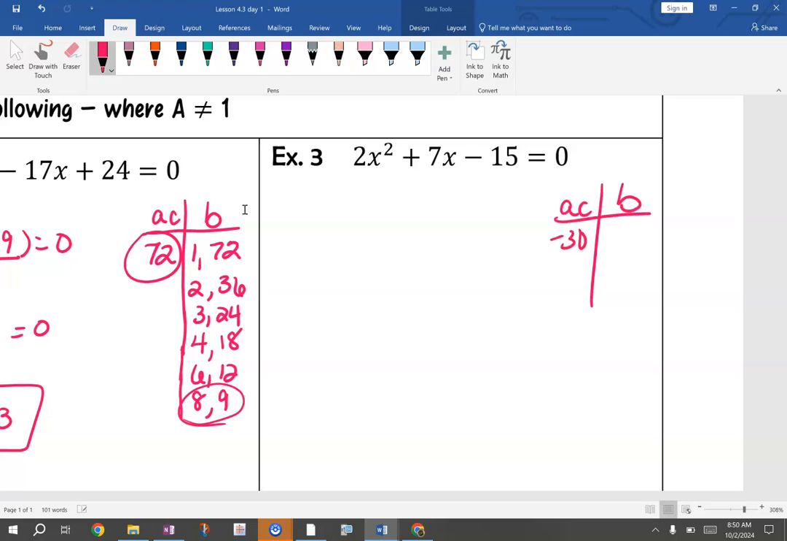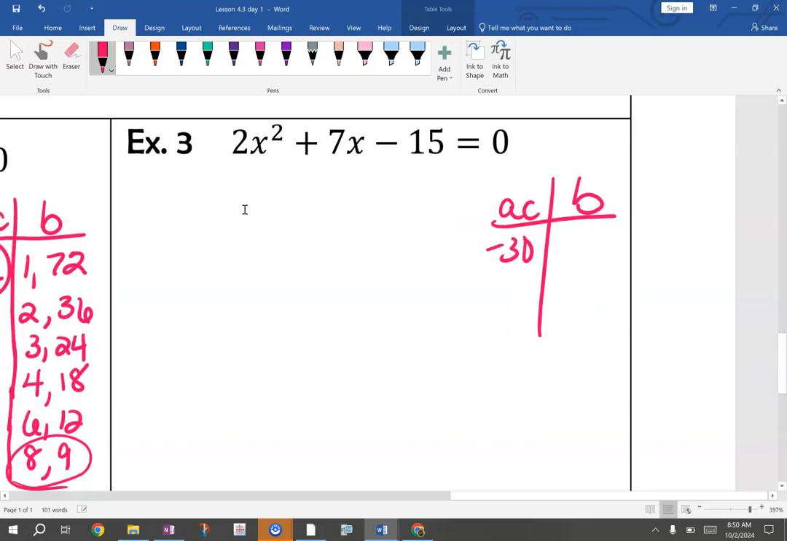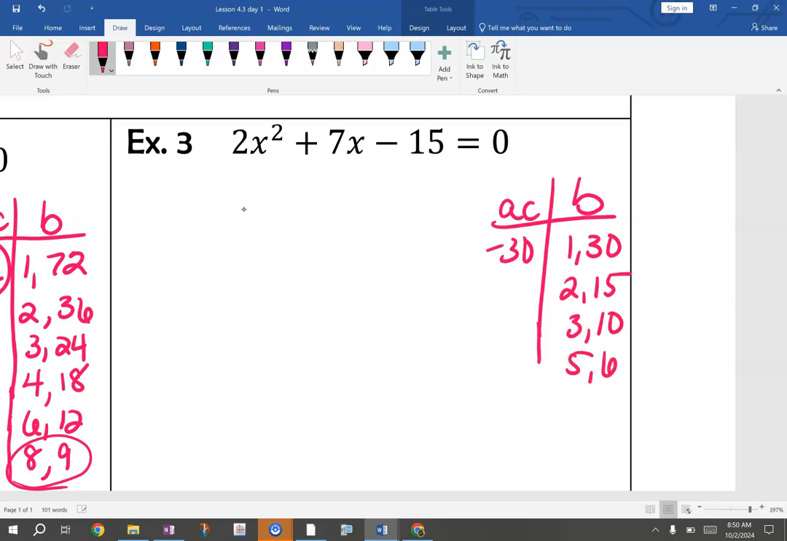ACB chart, I'll just tell you it's negative 30. Siri talking to me? Is that Siri? All right, 2 and 15, 3 and 10, 5 and 6. We've already done the 30, so.